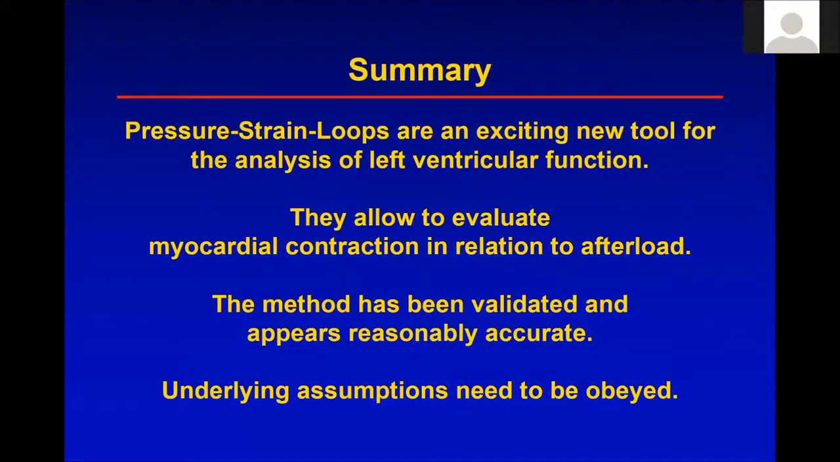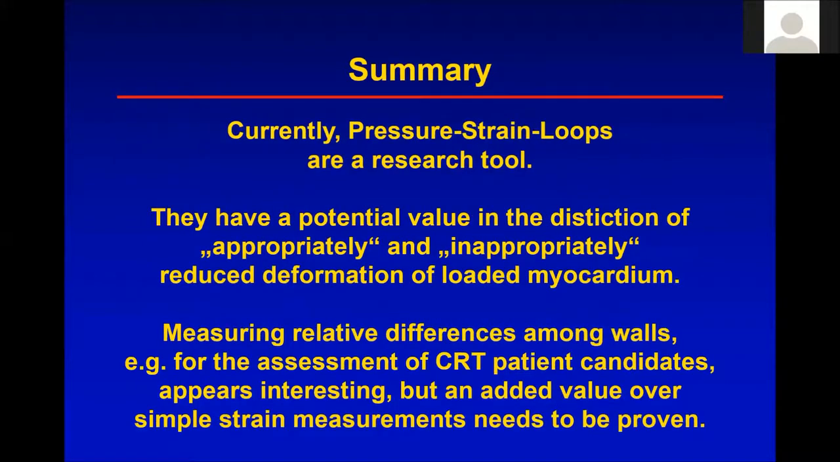Pressure strain loops are an exciting new tool for the analysis of left ventricular function. They allow to evaluate myocardial contraction in relation to the afterload. This is a method which is new. It has been validated and appears reasonably accurate despite a lot of assumptions that are made. And we can currently say that this is still a research tool, but it might be of interest, for example, in the area of CRT patient selection.